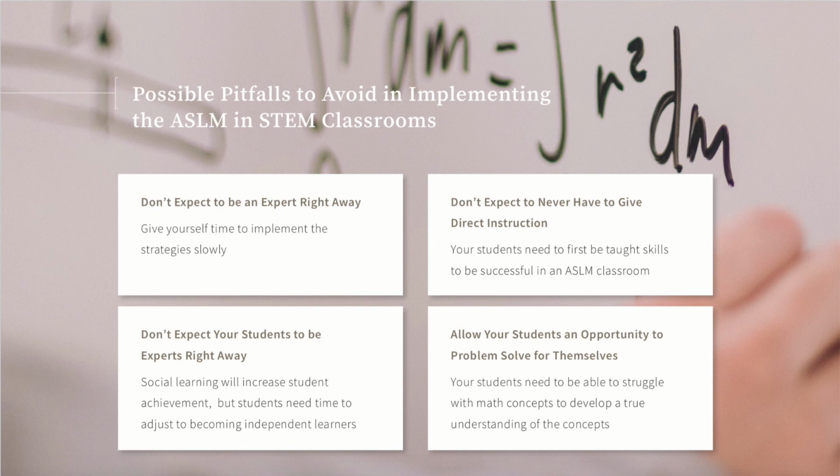The freedom to be a self-directed learner through social learning can be both liberating and frustrating for your students. Simons, 2008, writes that the ambiguity, even confusion, is a necessary part of effective learning. Your students need to be able to struggle with math concepts to develop a true understanding of the concepts. However, teachers often want to bail their students out and simply give them a shortcut or an answer, which is detrimental to motivation and learning.